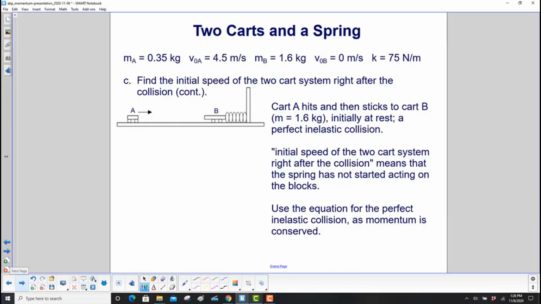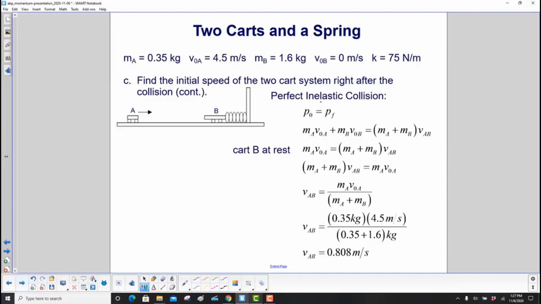Find the initial speed of the two-cart system right after the collision. So we have cart A striking and sticking to cart B. It's initially at rest. We have a perfectly inelastic collision. Why? Because it says it sticks to it. Initial speed of the two-cart system right after the collision means that the spring has not yet started acting on the blocks. So use the equation for the perfectly inelastic collision, as momentum is conserved. There are no other external forces.